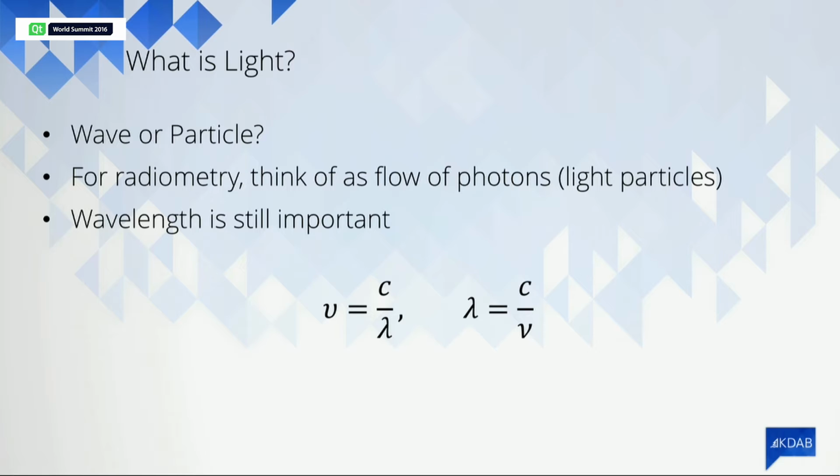First of all, we need to worry about what light is. As you may remember from high school physics, light can often be treated as either a particle, a photon, or as waves. For our purposes today, we're going to think of light as photons, particles of light. The one tip of the hat we need to make towards the wave notion of light is that of energy. The wavelength is still important. At the bottom there, you can see that we can relate the wavelength lambda with the frequency nu and the speed of light, c.